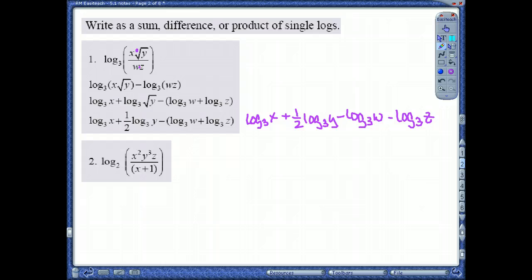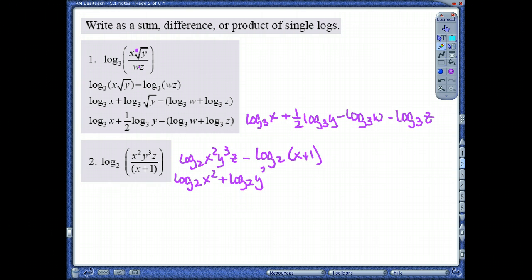So on number 2 here, let's go ahead and practice rewriting this. So if I have log base 2 of x to the second y to the third z divided by x plus 1, we're going to go ahead and expand that. So first of all, we're going to split at the fraction bar. So everything on top. And then everything that was on the bottom is subtracted. Then these are all multiplied together, so I'm going to separate those with addition. And the last thing I will do is bring those powers down in front.